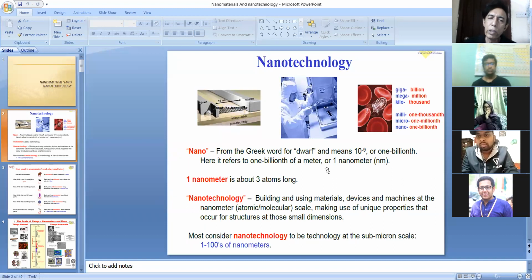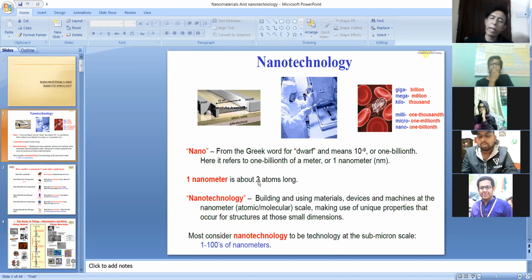So actually 1 nanometer is about 3 atoms long. If you place 3 atoms side by side, the length will be 1 nanometer.